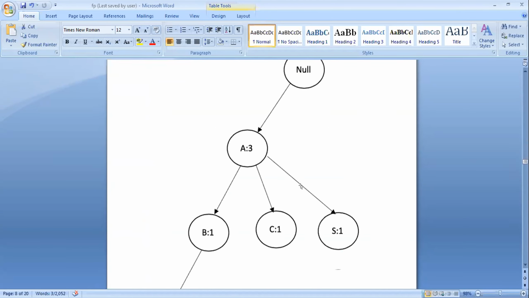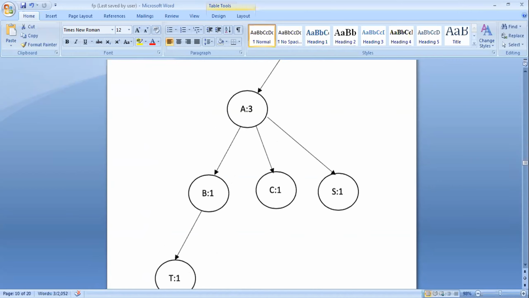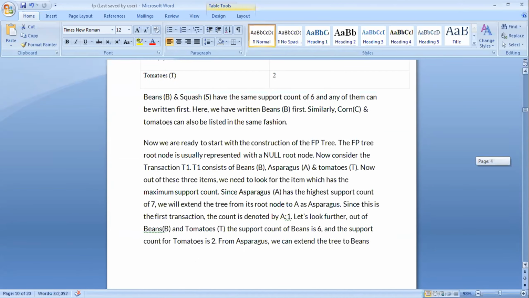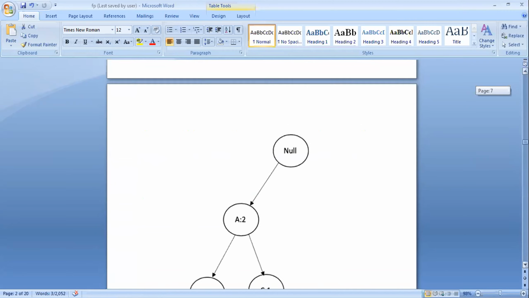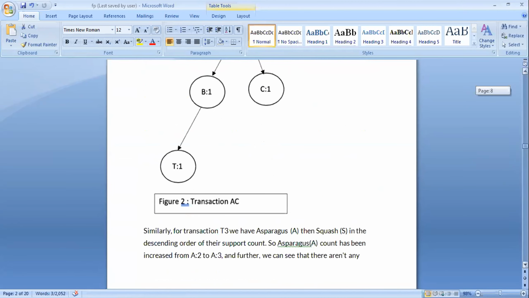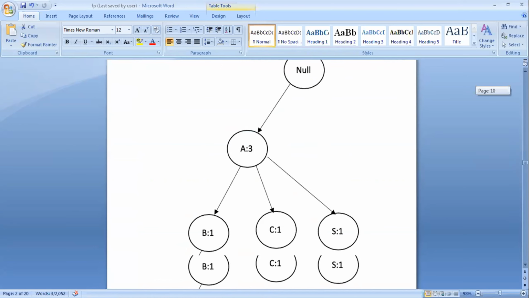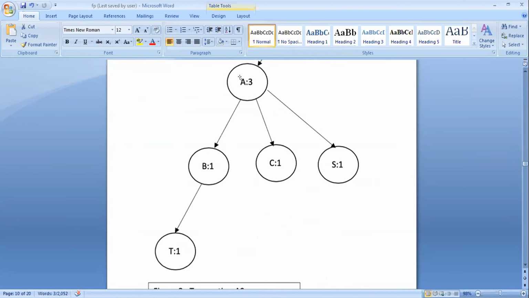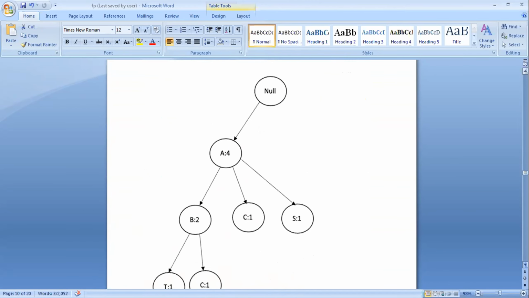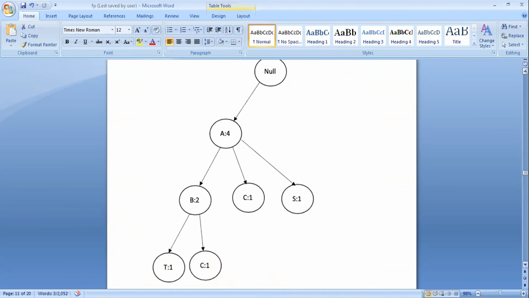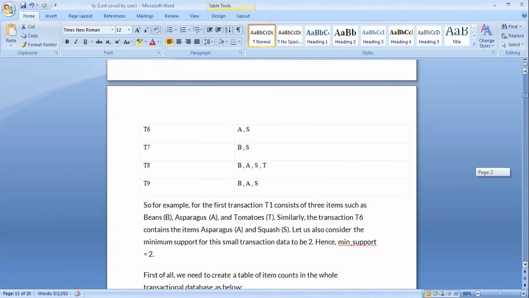Then the third transaction we have to consider. In the third transaction you have to purchase AS. Whenever you get AS, A is automatically repeated again. Now A will be incremented, so A's support count is 3 and S's support count is 1. Like this way you can process here. Again, you get the fourth transaction.